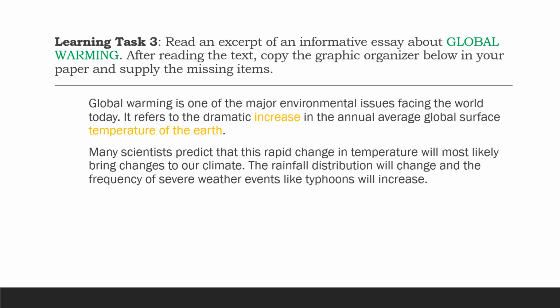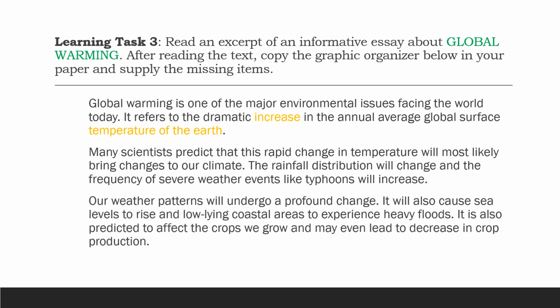So, look at this, magkakaroon daw ng severe, pag sinabi natin severe, sobra, nakasisira, severe weather events like typhoons will increase. Kaya ngayon parang may super typhoon number 5 na, dati naman hanggang number 3 lang. So, effects yan ng global warming. Our weather patterns will undergo a profound change. It will also cause sea levels to rise and low-lying coastal areas to experience heavy floods. It is also predicted to affect the crops we grow and may even lead to decrease in crop production.